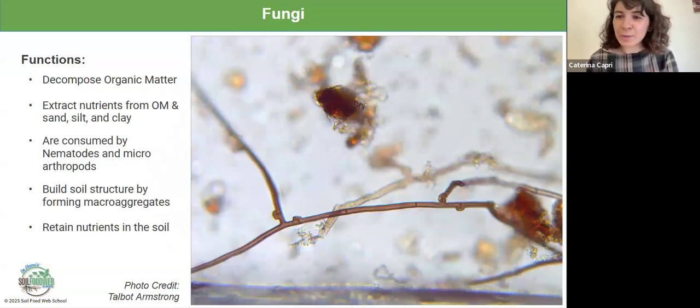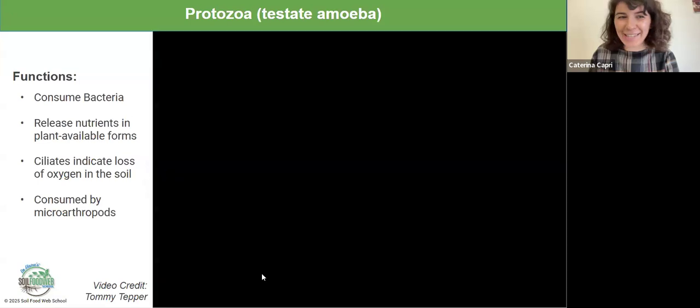Differently from bacteria, as we saw before, bacteria are improving the soil structure by gluing microaggregates together, right? But on the other side, fungi have these nice filaments that are really working towards the creation of macroaggregates. So there's a different level of aggregation happening. And of course, they do retain nutrients, as we saw before as well. We can move on to the next slide.